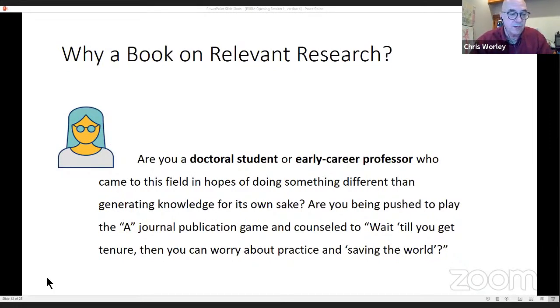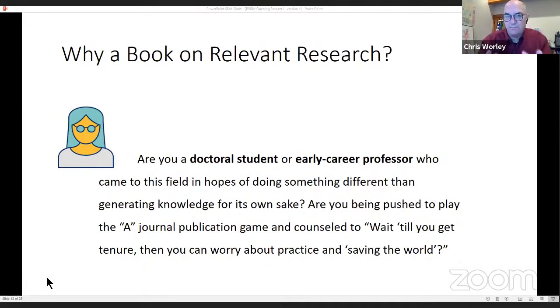We kept talking to doctoral students and early assistant professor kinds of people who, and this is my word, were in pain. They were in pain. They wanted to do stuff that was interesting and relevant and rigorous, but they kept getting messages from the surrounding environment.